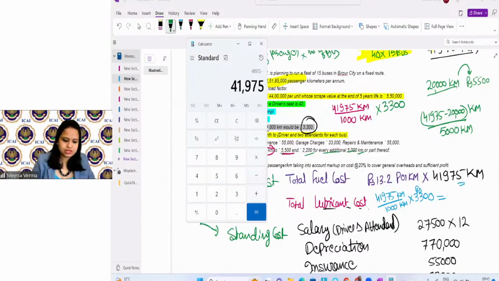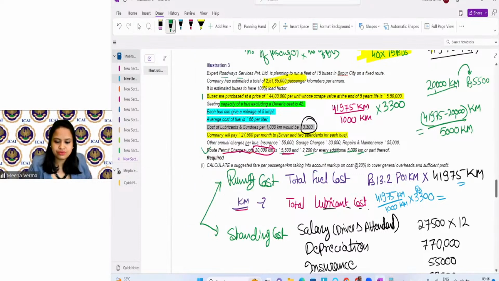41975 minus 20,000 is 21975, divided by 5,000. This is giving me 4.395, right? And one permit charge is required each time. So this will give me the number of times the permit charges are required.